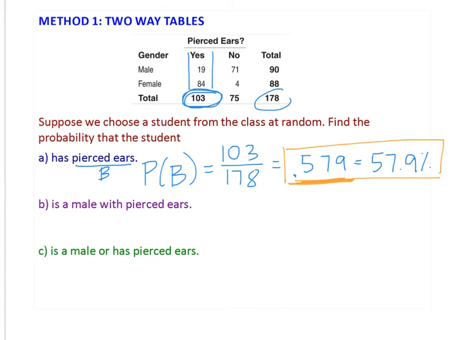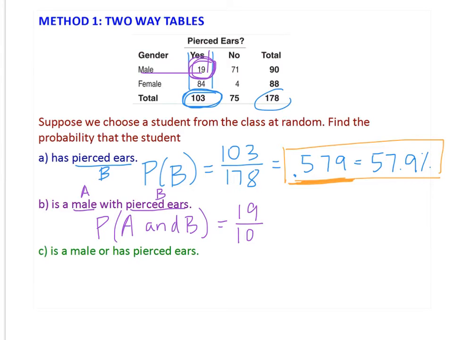But now let's take a look at part B. Part B says, what's the probability the person is a male with pierced ears? Well, this time, I'm only looking at the overlap of male and pierced ears. This 19 is the number that I care about. So if I want to know what's the probability they're a male with pierced ears, well, if male, let's call that event A, and pierced ears, let's call that event B, the probability they're A and B, that would be my 19 out of 178, not 103.